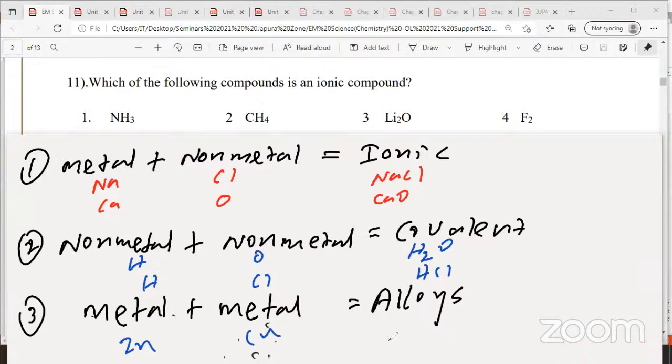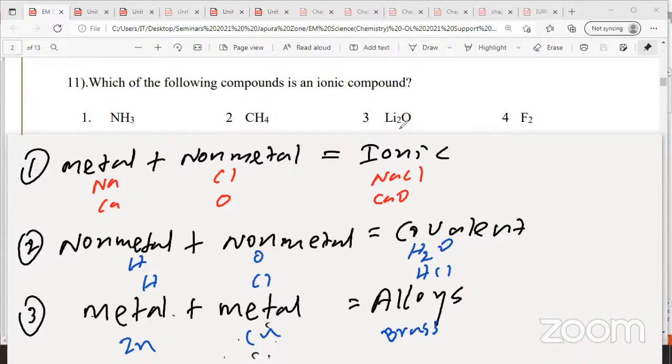Zinc plus copper, brass as an alloy, right? Therefore this is how you can easily remember. If you can only copy down a short method: if there's at least one metal in a compound, it is definitely ionic. What is the only answer which contains a metal here? Lithium. All the others are non-metals. The only answer which contains a metal is the third answer, that is lithium.